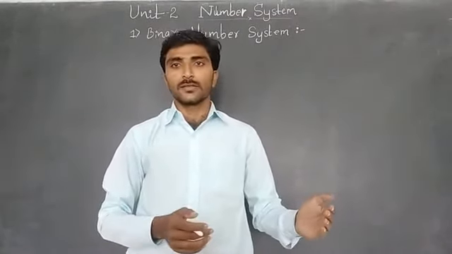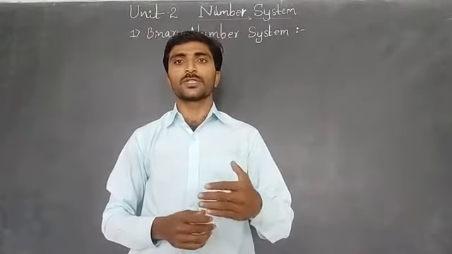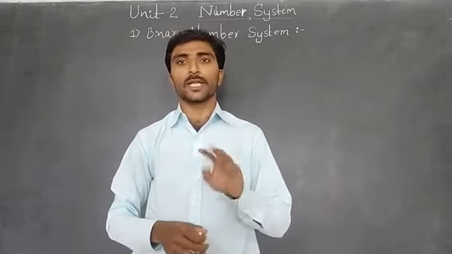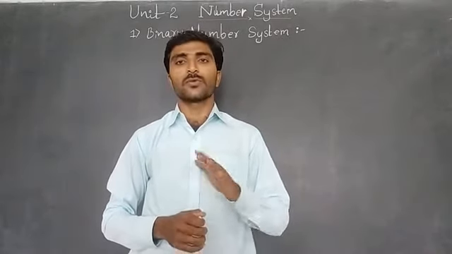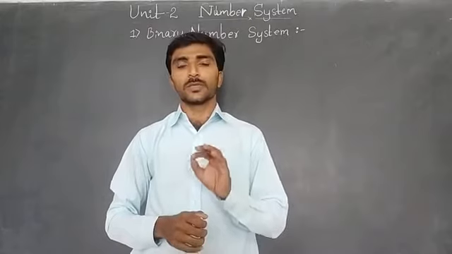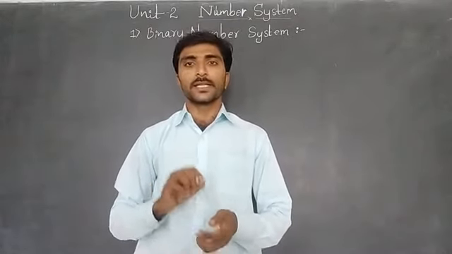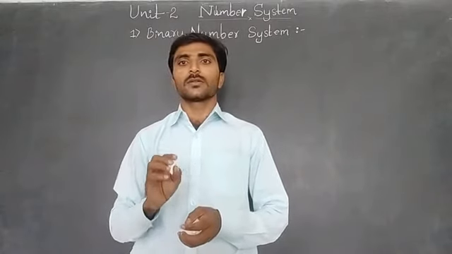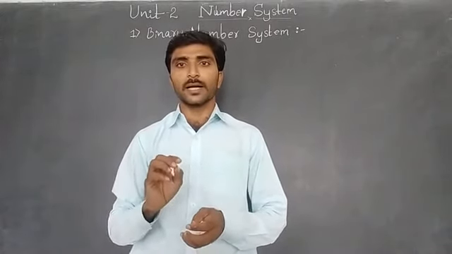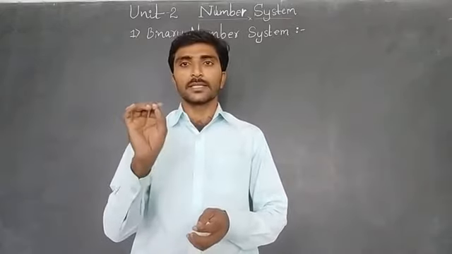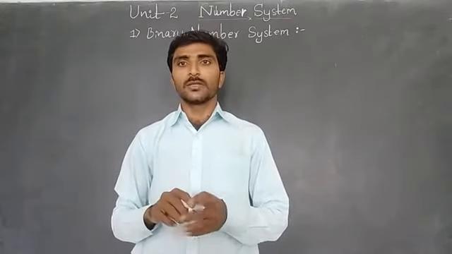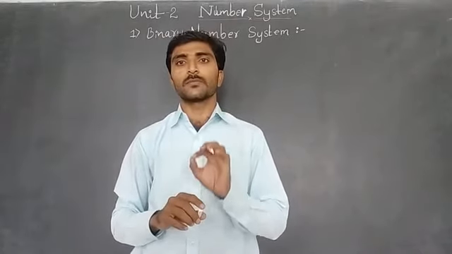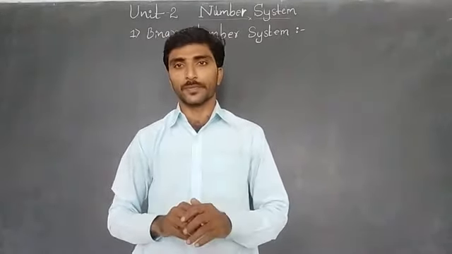In last class we discussed the positional number system. In that there are four types. We have four types of number system. One is the binary number system, the second one is the octal number system, the decimal number system, and the last one is the hexadecimal number system. These four number systems are useful to represent numbers in computer memory.